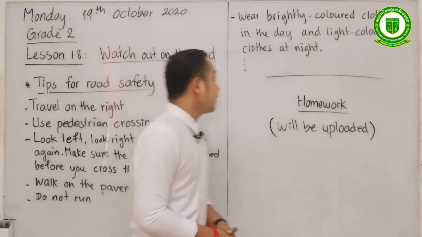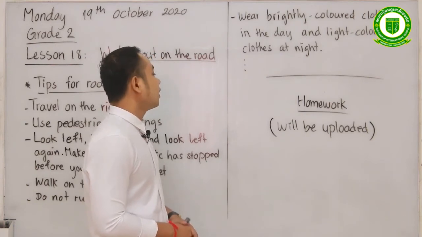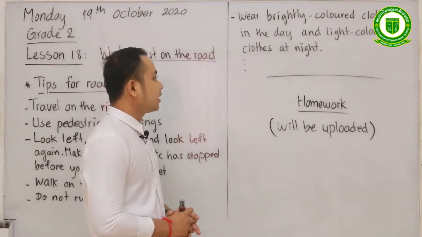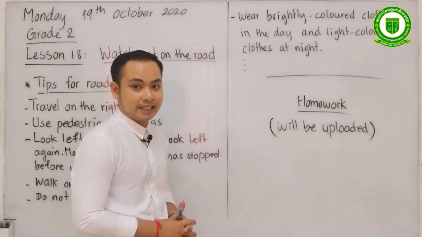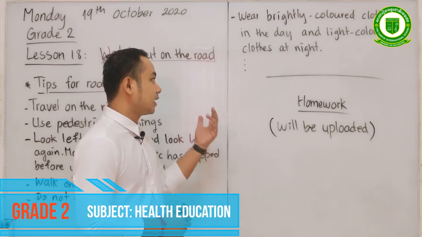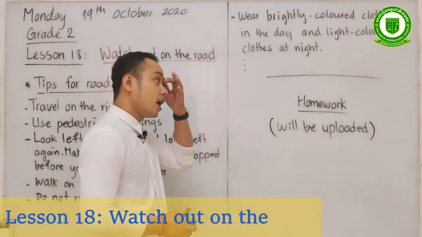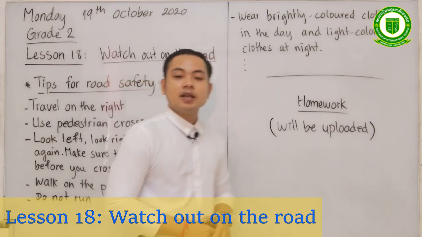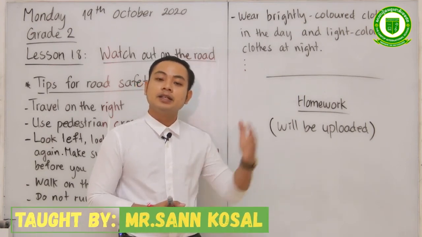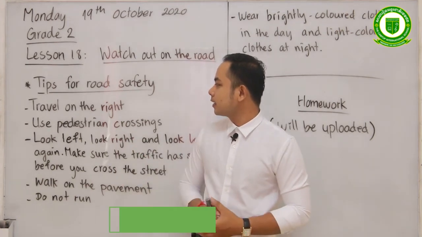And the last part of our road safety tips is to wear brightly colored clothes in the day and light colored clothes at night. Remember to wear brightly colored clothes in the day and light colored clothes at night. When you wear brightly colored clothes in the day, you will help the driver see you clearly. So here are the tips that you have learned.